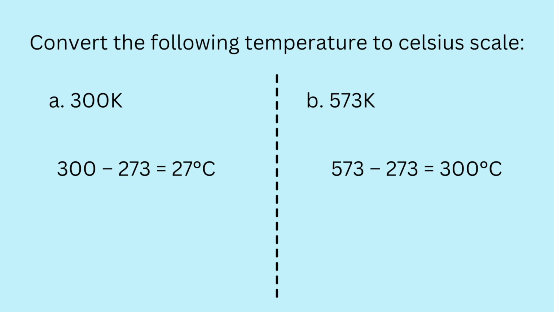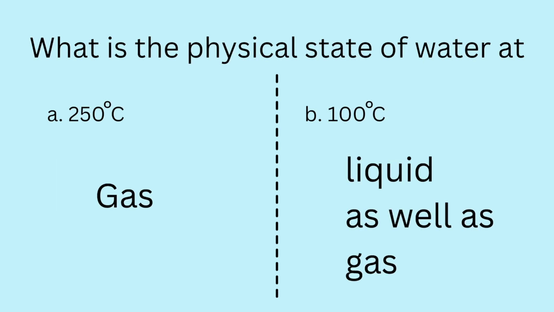The second one is 573 Kelvin. So to convert 573 Kelvin to Celsius, you would obviously subtract 273 from it, which would give you 300 degree Celsius. So that is it. You just have to remember that 273 Kelvin is equal to 0 degree Celsius. Okay. So to convert from Kelvin to Celsius, you would subtract 273, and for vice versa, you would be adding 273. We have seen this already, right? Moving on to the next question.